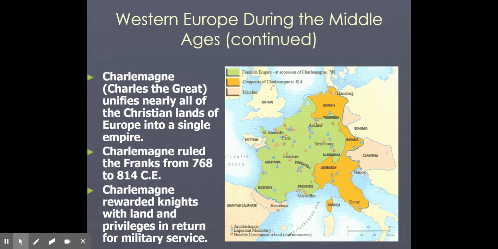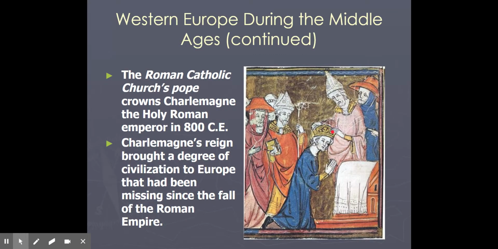As we talk about land, it's going to become super important, because when it comes to owning something, the only thing you could really own was land, and the king owned all the land. So he would reward the soldiers with land and with privileges. Keep that in mind, and we'll talk more about what those privileges are.